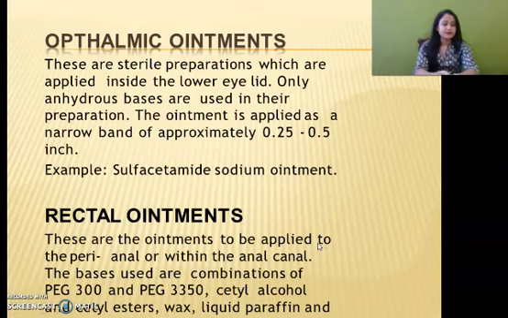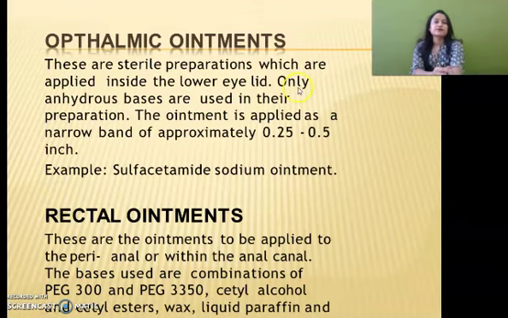Ophthalmic preparation. The ointment meant for use in the eye is known as ophthalmic ointment. Ophthalmic preparations should always be sterile. In this preparation, only anhydrous bases are used. The ointment is applied as a narrow band of approximately 0.25 to 0.5 inch.